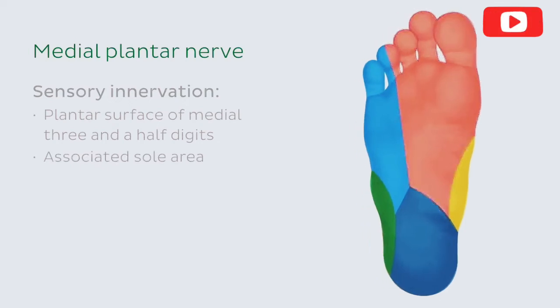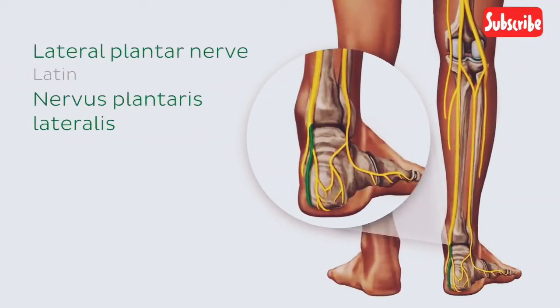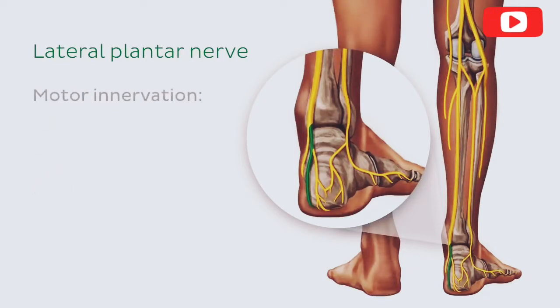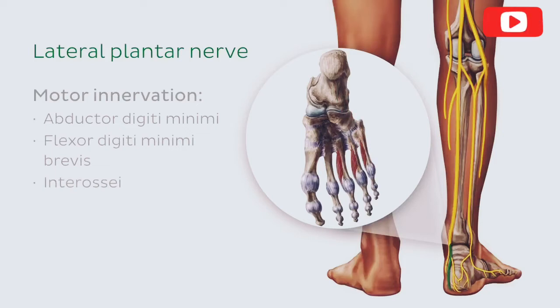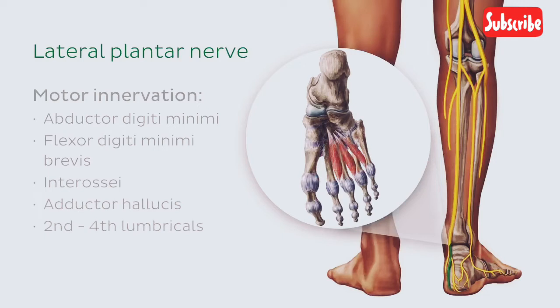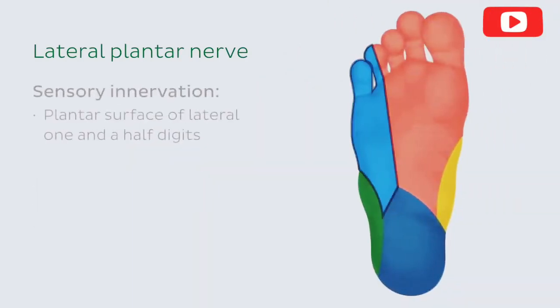If we have a medial plantar nerve, we must also have a lateral plantar nerve. This nerve is also a terminal branch of the tibial nerve and provides motor innervation to the abductor digiti minimi muscle, the flexor digiti minimi brevis, the interossei, the adductor hallucis, and the second to fourth lumbricals. It also provides sensory innervation to the plantar surface of the lateral 1.5 digits and the associated sole area.